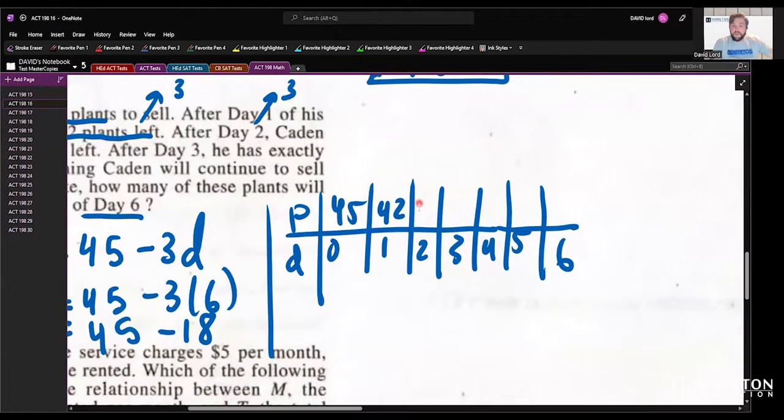So we subtract 3, so that's 39, 36, 33, 30, and 27. So both of these methods will work.